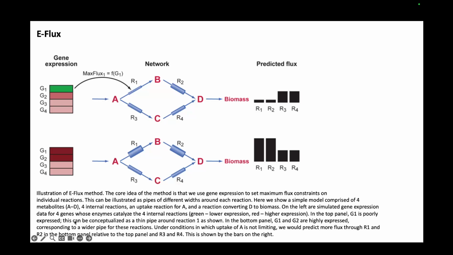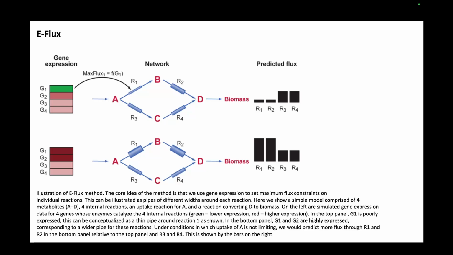So in this example, it is illustrated as pipes of different widths around each reaction. This means there's high gene expression. This means there's low, like this, right? And here it is shown a simple model comprised of four metabolites, A, B, C, and D, and four internal reactions. So these four metabolites are involved in these four reactions, an uptake reaction for A, and a reaction converting the final product into biomass D.